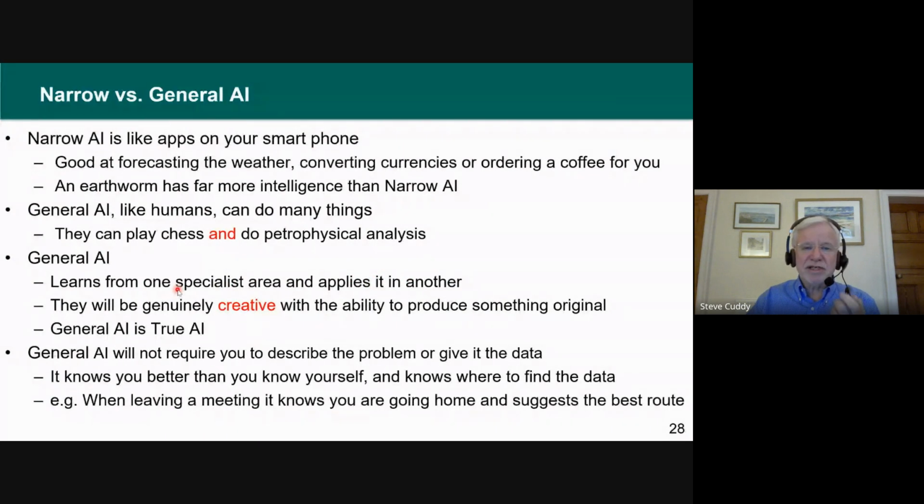So the petrophysicist might be good at chess, and he might understand the database, and he uses this to be able to do better petrophysical analysis. And this is what being creative is. Humans are good at being creative by bringing one discipline into another. And by being creative, I mean it has the ability to produce something original. And that's where we're heading with what's called general AI or true AI.